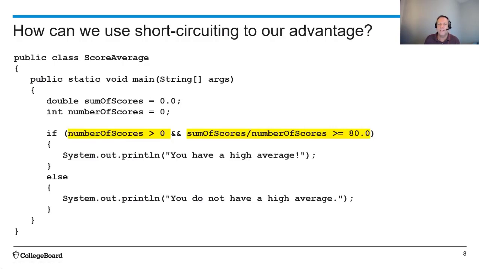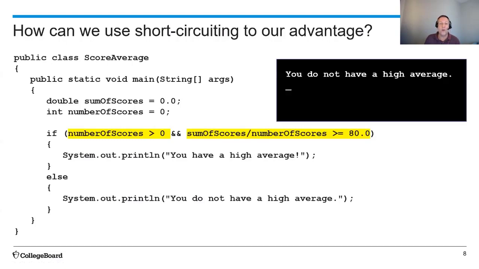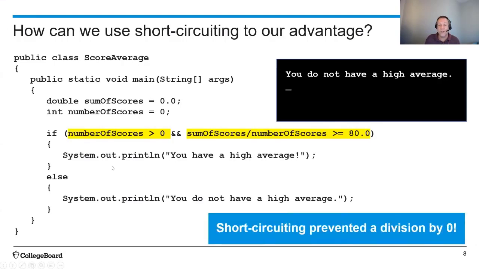The first thing I check is to see if number of scores is greater than 0. If number of scores is not greater than 0, is it ever going to evaluate the second half? It won't, because there's an AND here, and short-circuiting is going to kick in. So in this case, number of scores greater than 0 is false. So it's not even going to bother checking the second half because it already knows this expression is false, and it's going to jump down to the else and print out you do not have a high average. So as a result of short-circuiting, it prevented a division by 0. And that's a great example of how you can use short-circuiting to your advantage in your everyday programming.